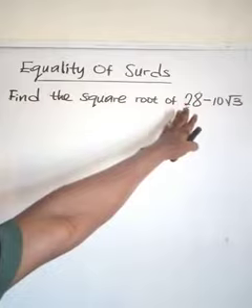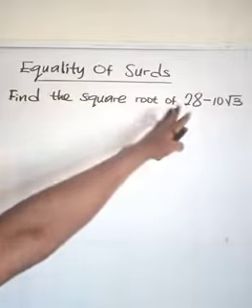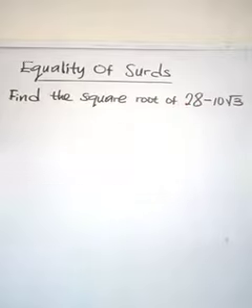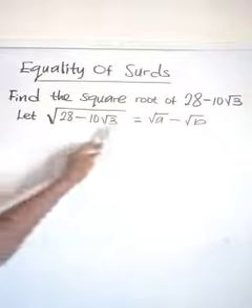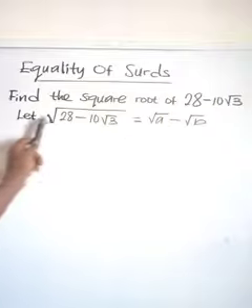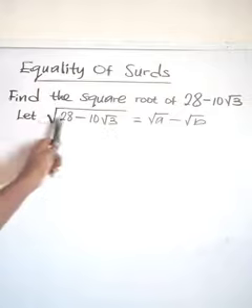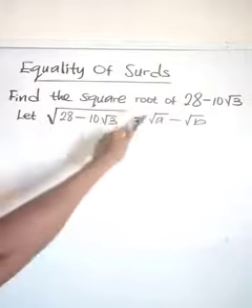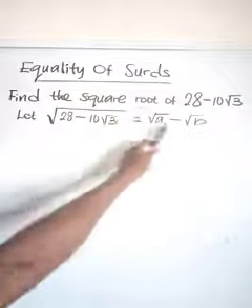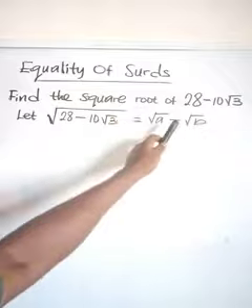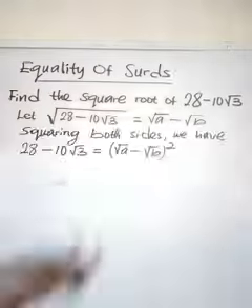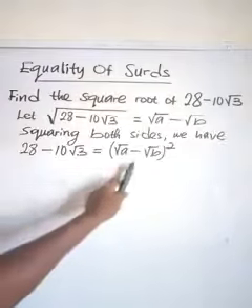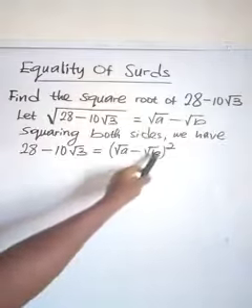Let the square root of 28 minus 10 root 3 be root A minus root B. The next step is to square both sides. Squaring both sides, we remove the square root here, and you'll be left with 28 minus 10 root 3. And then squaring this side, you have the square of root A minus root B. So you need to expand that bracket. Squaring this bracket, you square root A, you square root B.